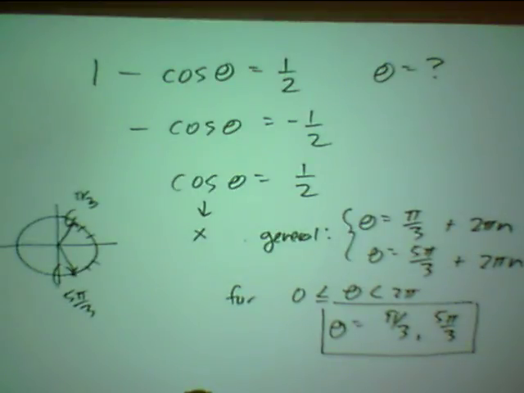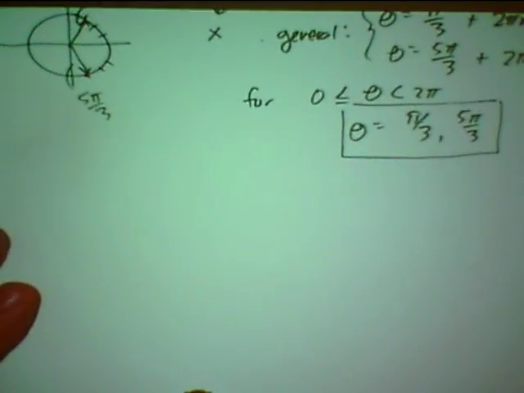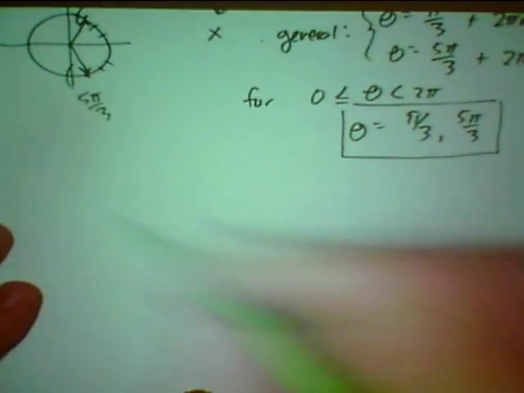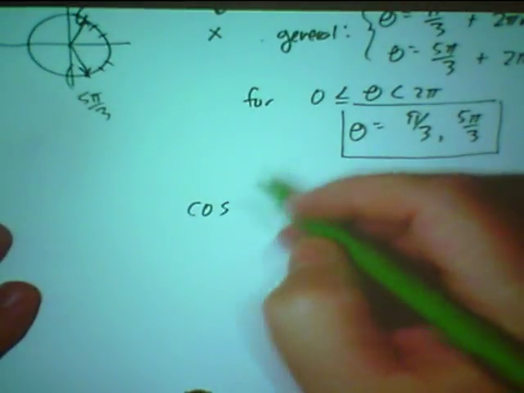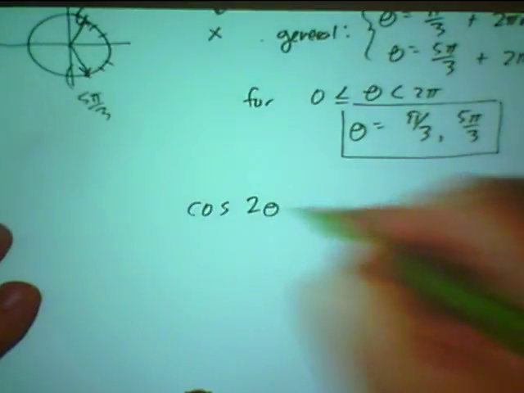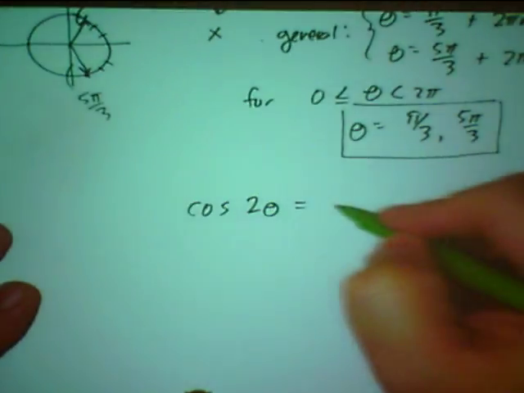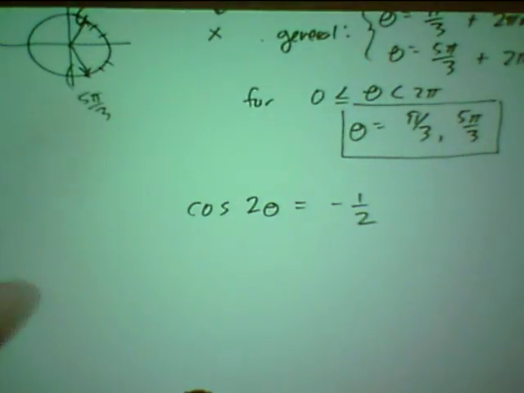All right, so up until problem 10, they're all pretty much like this. Problem 11, we face a new twist. So I'm going to now jump to problem 11, which is cosine of 2 theta equals negative 1/2.